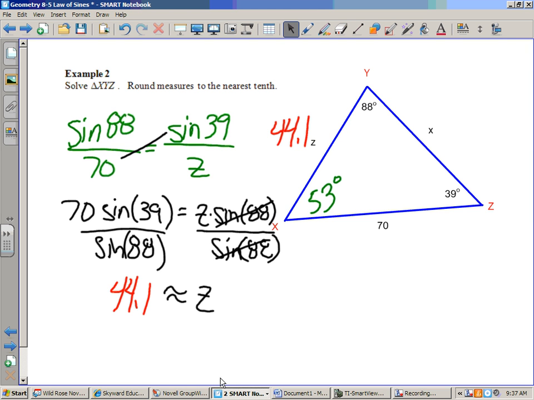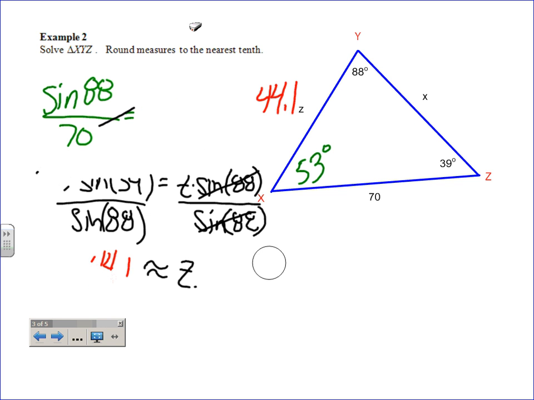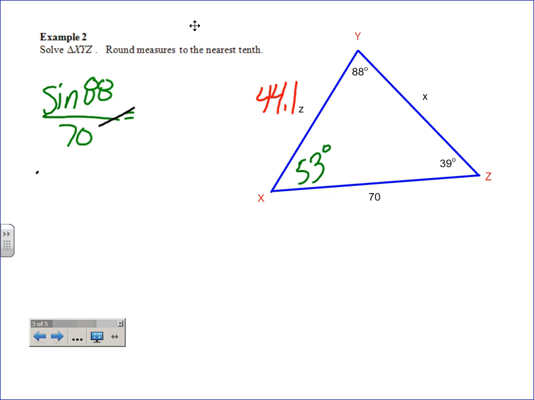Now to get X, Pythagorean theorem? Is that a good idea? It is not a good idea because this is not a right triangle. Pythagorean theorem and SOHCAHTOA only work in a right triangle. Does everybody have this written down so that I can erase? Okay. We're basically going to go right back here and set up law of sines again. But we're not going to use 39 degrees in Z this time. We're going to use 53 degrees in X.